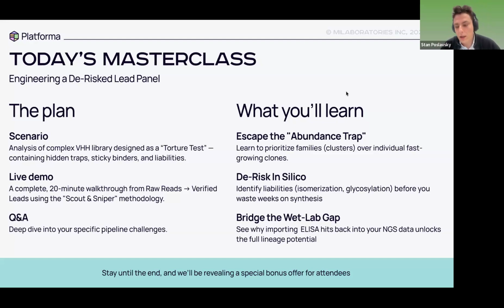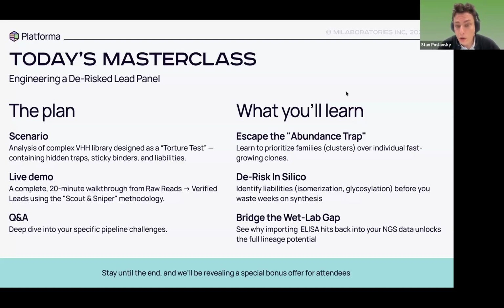Our plan for today is to use a real project, a pretty complex project. It's VHH nanobodies, although our platform supports all other modalities of data, including single chain variable fragment, single cell, whatever. But just as an example, today we're using VHH. We will have a live demo going step by step, end to end, from the raw reads to verified leads, using our methodology. And at the end of the session, you will have time to ask your questions. And please, if you have questions, share them right now.